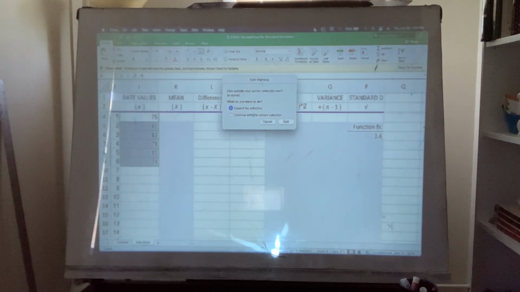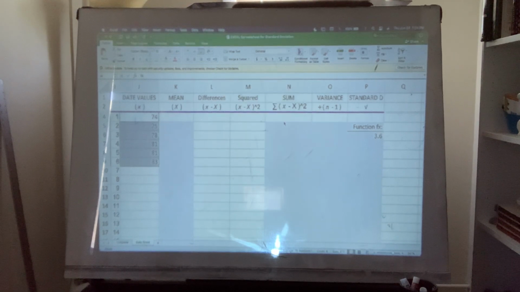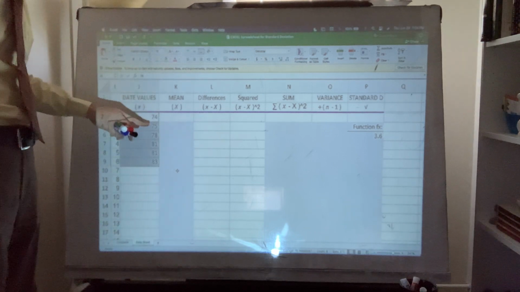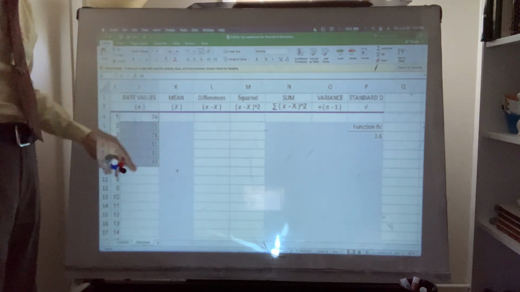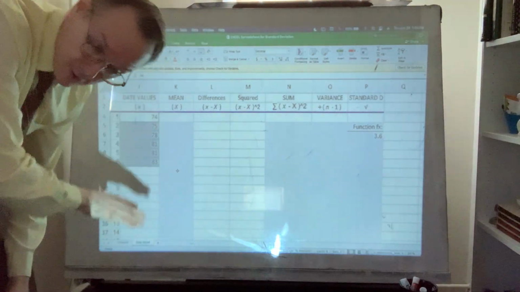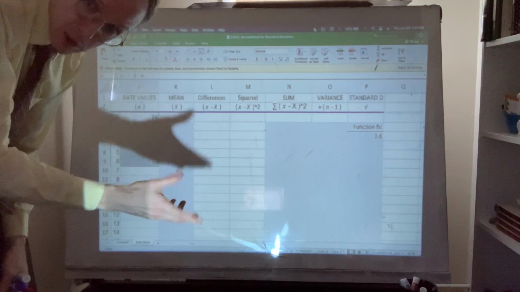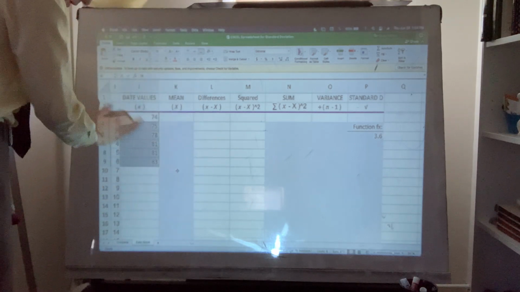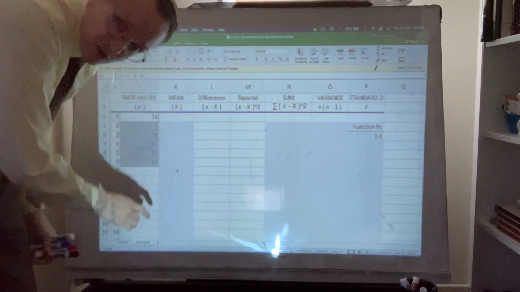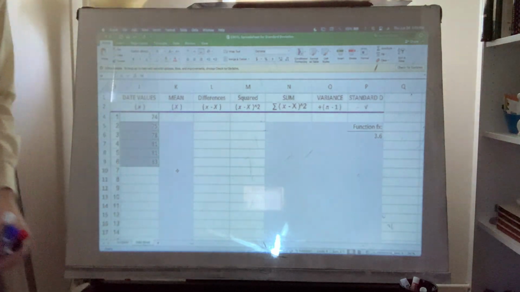Expand the selection, continue with the current selection. Yeah, okay. There you go. And it automatically puts it in numerical order: 74, 75, 78, 81, 81, 83. So if you had a much longer list of random data, say it was imported from some appliance that you had that was measuring, then you could spare yourself having to do that. That's the real point of my mentioning that.